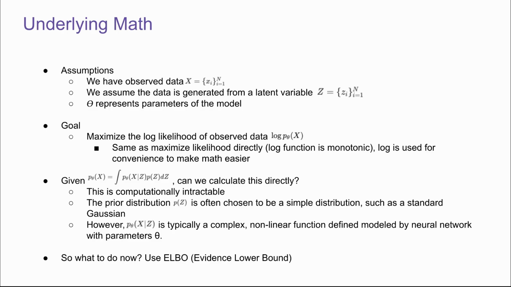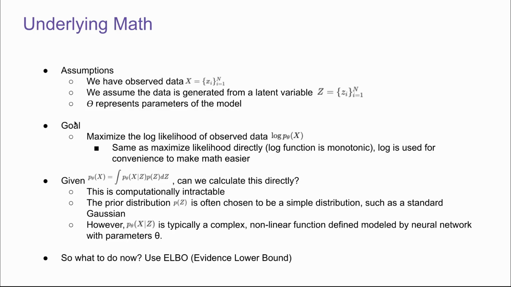Now let's talk more about the underlying math. And with the underlying math, you should also learn the details of the training and sampling procedure. So let's say we have the following assumptions. We have some observed data x, that is x1 to xn, and we assume the data is generated from a latent variable z, that's z1 to zn. Theta is going to represent the parameters of the model.